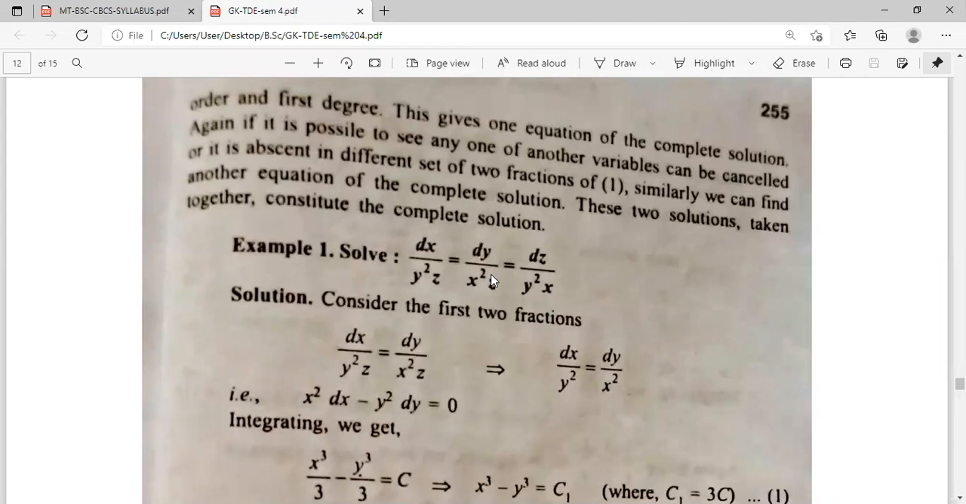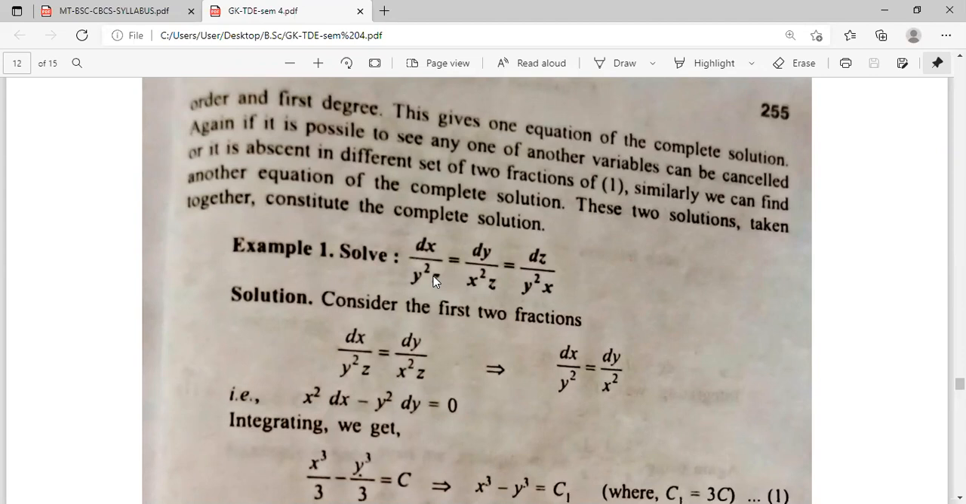If you take two fractions where a variable is absent or cancelled in the first two fractions, or the second two, or the first and third fractions, you can find this out of three sets. You have to get two independent solutions.